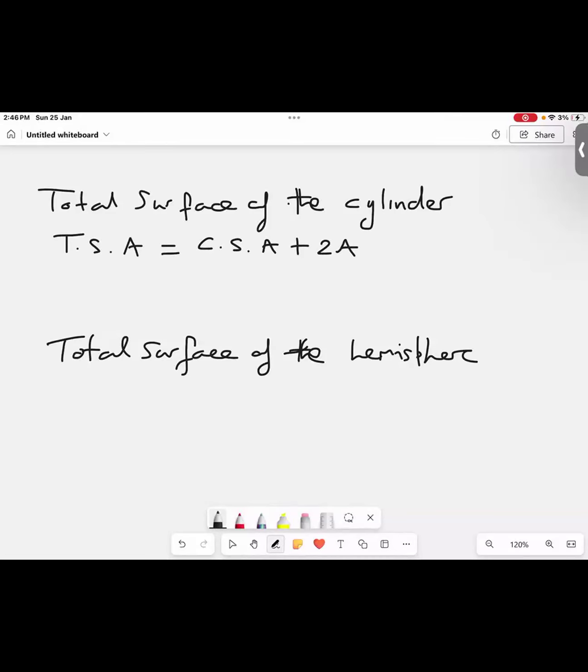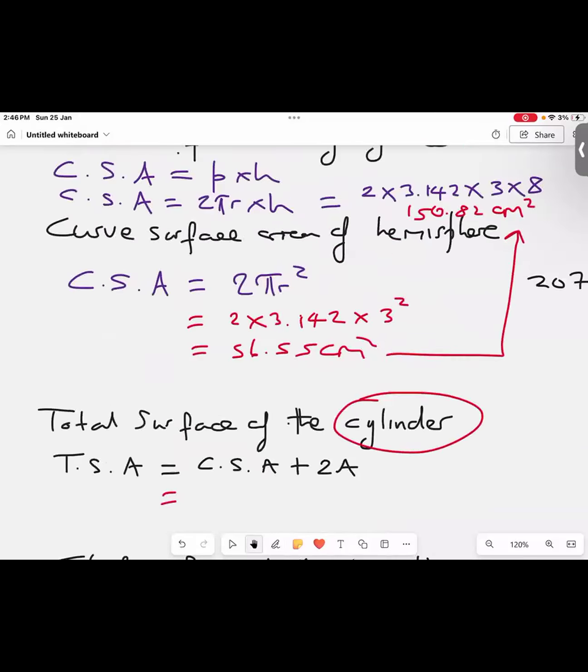And this part, remember, is the total surface area of the cylindrical part. That's the bottom half. Now, the fun fact is that we already calculated the curved surface area. If you go back up here, you can see that we had calculated the curved surface area of the cylinder. We had that answer right here as 150.82. So we're going to take that answer from up there and carry it back down here, because we did that calculation already, 150.82.